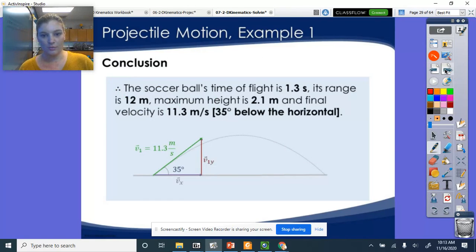So, rounding for the answer. The soccer ball was in the air for 1.3 seconds. It went 12 meters. Its maximum height was 2.1 meters, and the final velocity is 11.3 meters per second at 35 degrees below the horizontal, which again, they gave it to us. We just had to make sure we knew where it went at the end.